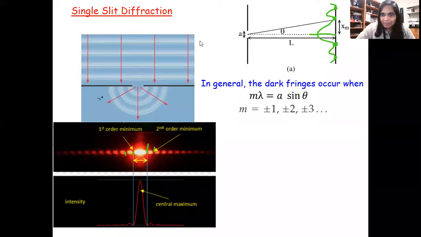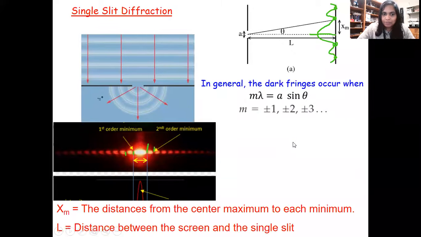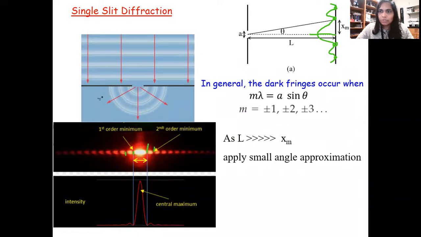Now, let me get rid of my annotation. The xm in the equation is the distance from the central maxima to each minimum, and L is the distance between the screen and the single slit. In my slide, I use it as 1.5 meters. On the simulator, it will be a different number. Please read the instructions so you can understand what these distances are.